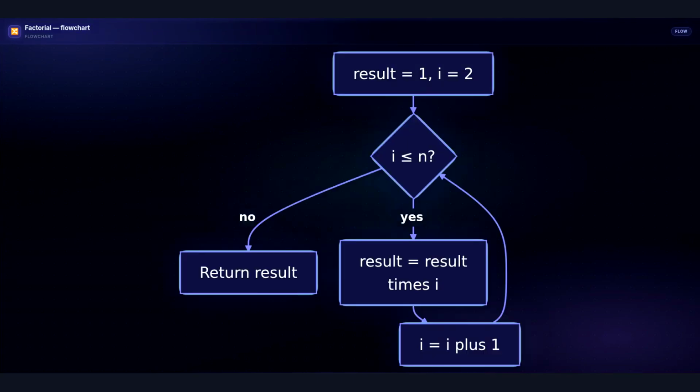It grows fast. The flow is a plain accumulation. Start the result at 1. While i is at most n, multiply the result by i and step i up. When i passes n, return the product.